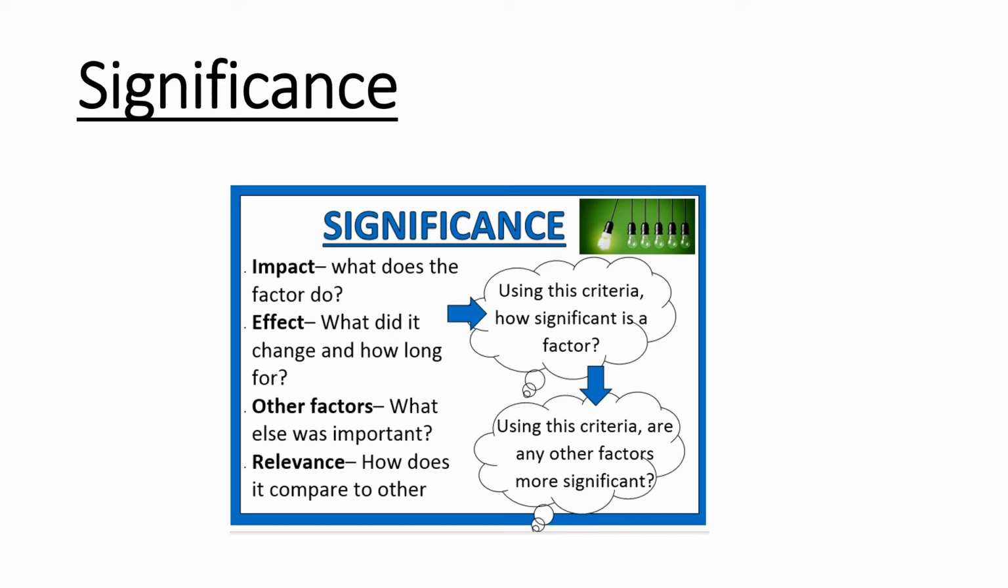This video will look at the history skill of significance and how we assess significance. Sometimes people use the word importance to mean the same thing as significance, but that's not quite true. They are similar, but they are different. So when we look at significance, we're thinking about how much something affects something else. And to assess significance, we have to look at four things.